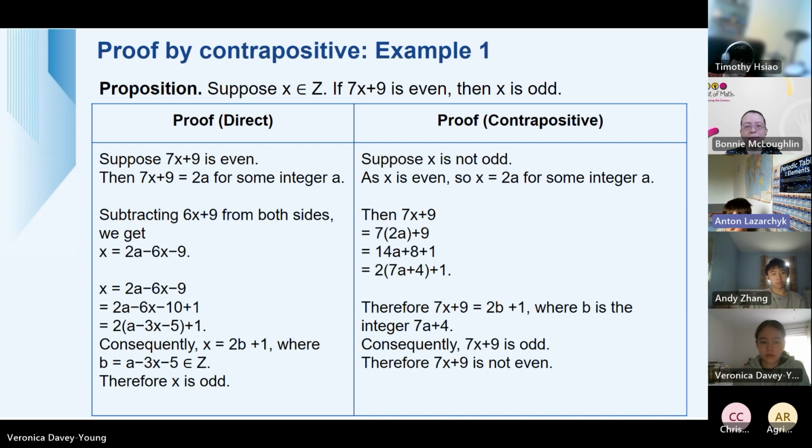A contrapositive proof is this. Suppose x is not odd. As x is even, x equals 2a for some integer a. Then 7x plus 9 is equal to 2 multiplied by (7a plus 4) plus 1. Therefore, 7x plus 9 equals 2b plus 1, where b is the integer 7a plus 4. Consequently, 7x plus 9 is odd, so 7x plus 9 is not even. Next.